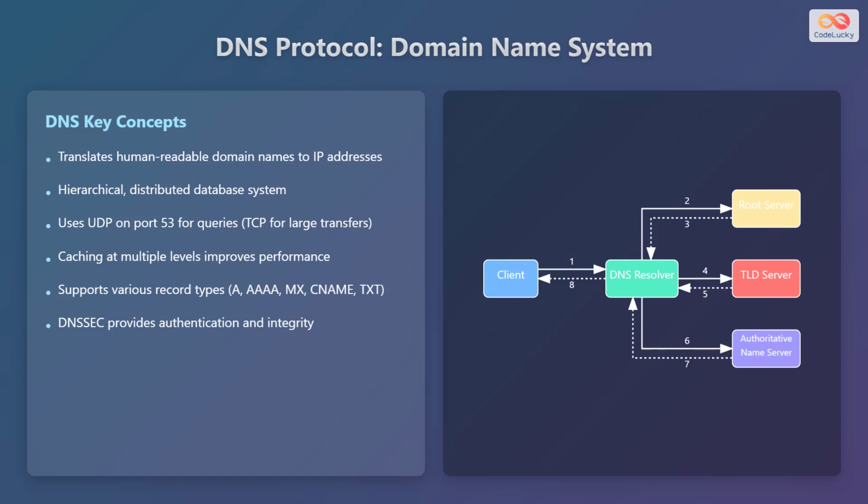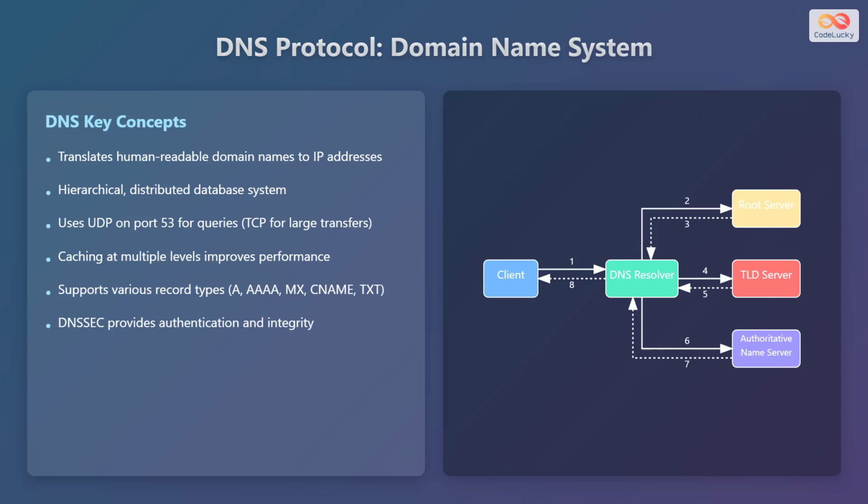Caching at multiple levels improves performance, and it supports various record types like AAAA, Mail Exchange or MX, canonical name or CNAME, and text or TXT records. Domain Name System Security Extensions, or DNSSEC, provides authentication and integrity. Here is a simplified diagram of how DNS works.